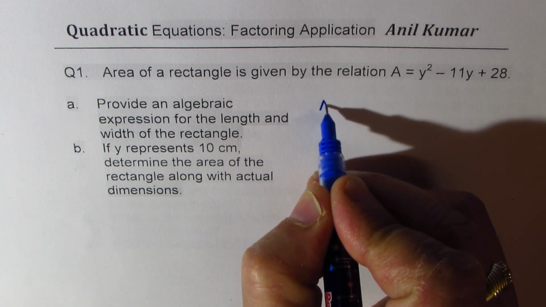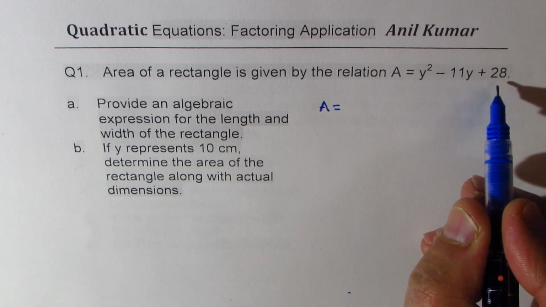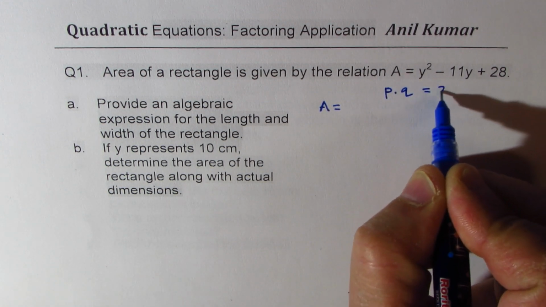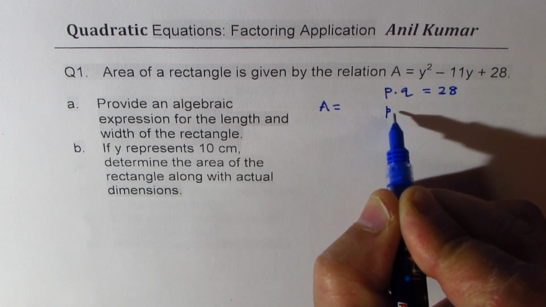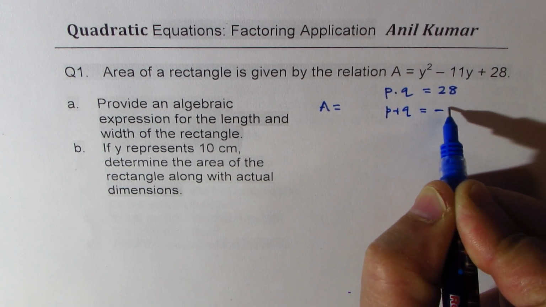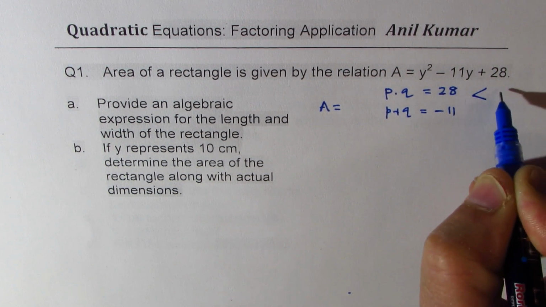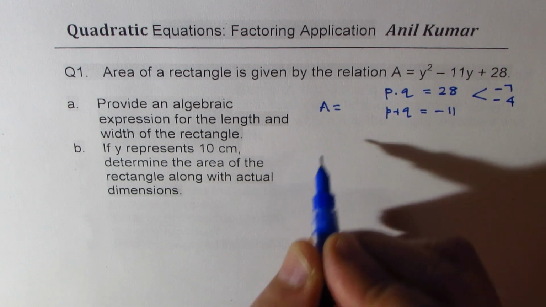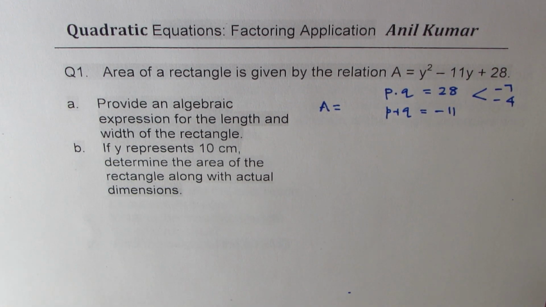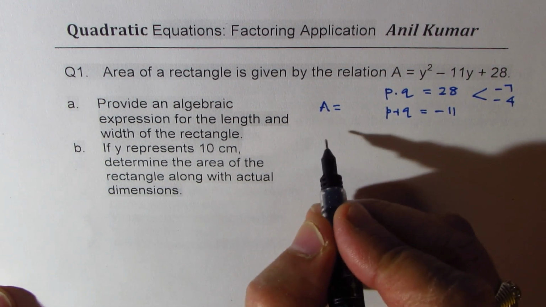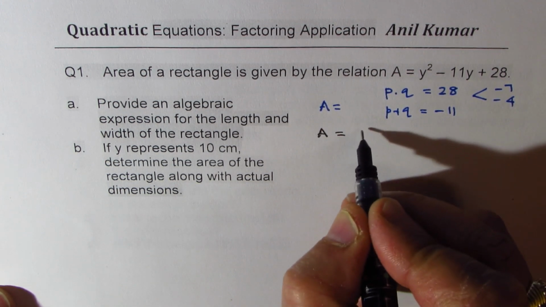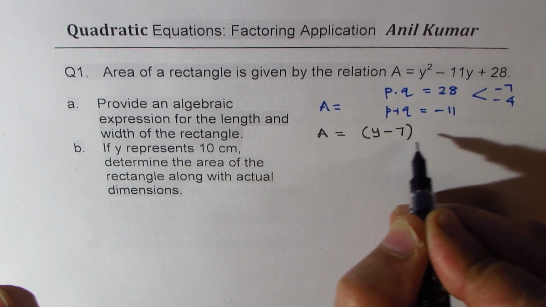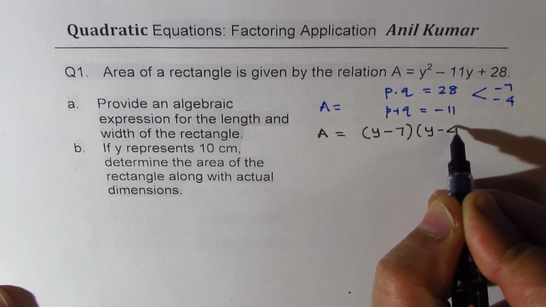Let's factor. A equals, you will do product and sum. We are looking for 2 numbers whose product is 28 and whose sum is 11. Obviously the numbers should both be negative, and 7 and 4 work for us. Therefore we could write that the area in factored form is equal to y minus 7 times y minus 4.